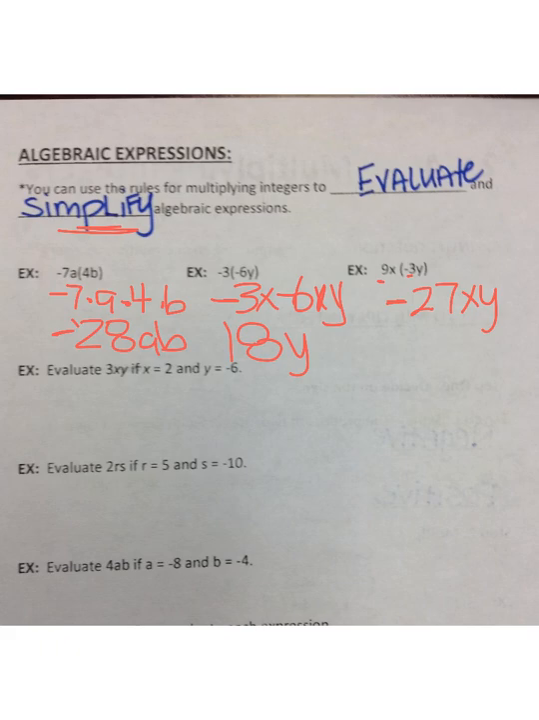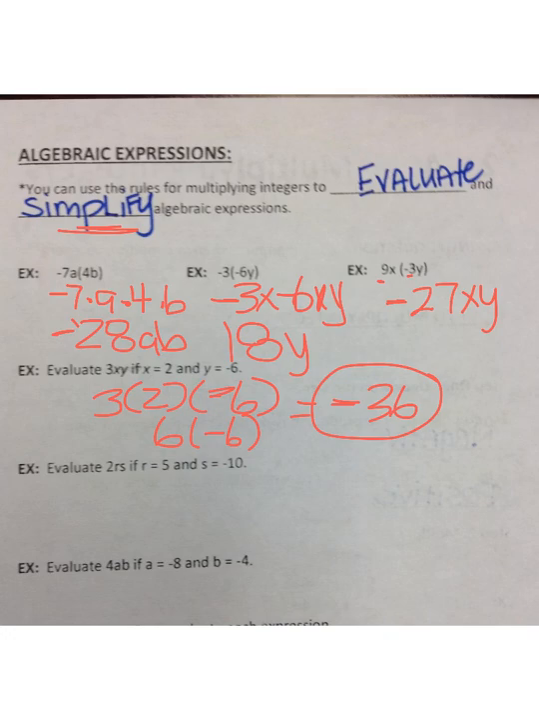We can also use algebraic expressions to evaluate if we're given values for each of these. The next example says evaluate 3xy if x equals 2 and y equals negative 6. First step, I'm going to substitute my values. So I have 3 times x, which is 2, times y, which is negative 6. There's only one negative, an odd number of negatives, so I know my answer is going to be negative. When I multiply across, 3 times 2 is 6, and 6 times negative 6 gives me negative 36. That's my answer.